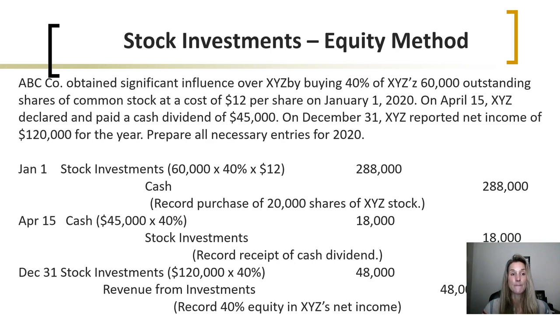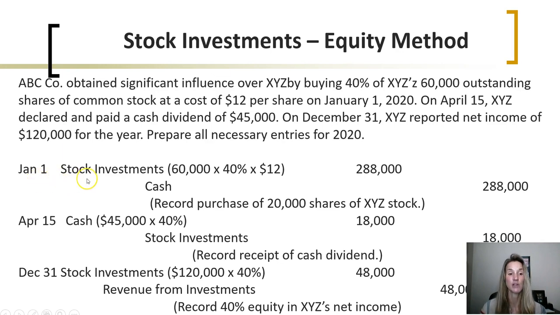For example, ABC obtains significant influence over XYZ by buying 40% of XYZ's 60,000 outstanding shares of common stock at a cost of $12 per share on January 1st of 2020. On April 15th, that company declared and paid a cash dividend of $45,000 in total. At the end of that year, XYZ reported net income of $120,000 in total for the year. ABC would need to record the following entries.